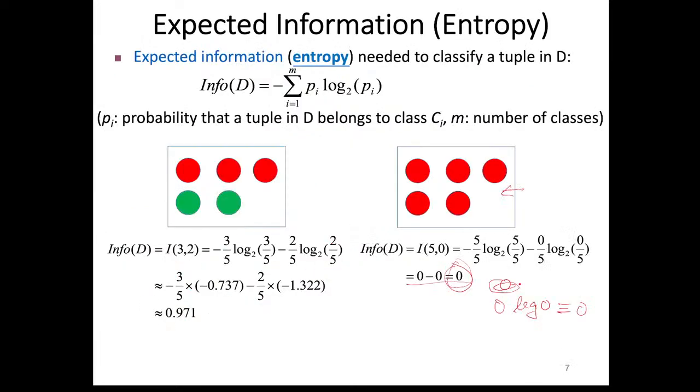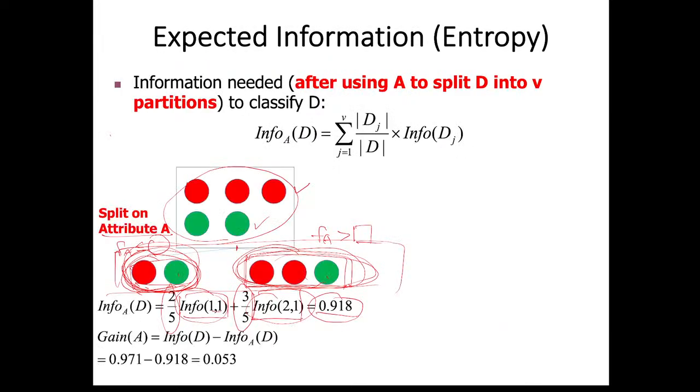In the previous slide, we computed that before the split, if we have 3 reds and 2 greens, the entropy is 0.971. After the split, the entropy is 0.918. So the pureness improved by how much? By this much. This is the amount of chaos before the split. This is the amount of chaos after the split. So the pureness improved by this much.